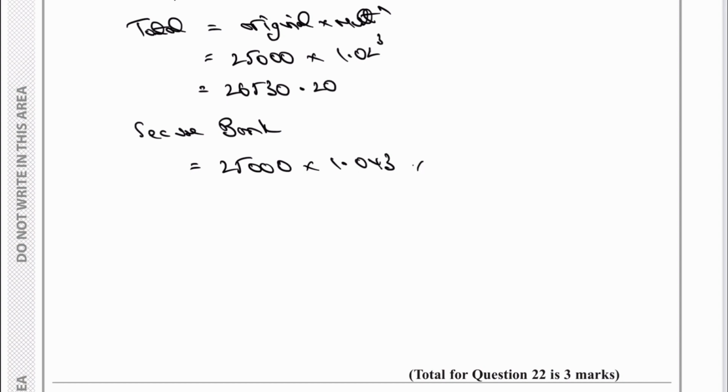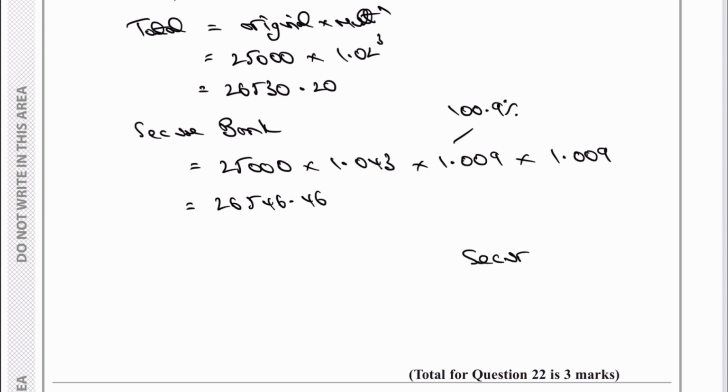It's the 0.9% for the second and third year that we've got to be a little bit careful of, but the decimal equivalent of 0.9% interest is going to be 1.009, because this is the same as saying 100.9%. That's for the second year, and then for the third year it's going to be exactly the same. And when I put that into a calculator I'm going to get 26546.46. So in this particular instance, although it's only a few pounds, the amount of interest will be greater with secure bank.